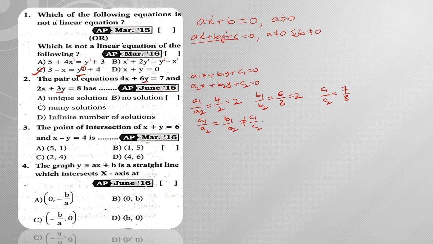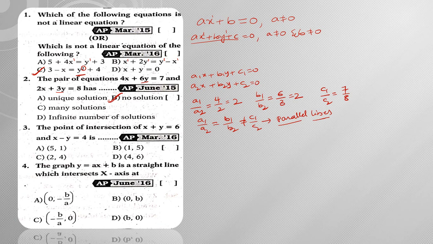If this condition comes, then what can we say? The lines are parallel, because we know that parallel lines differ only by their constants. So clearly the lines are parallel. If lines are parallel, there won't be any solution. Hence the answer is no solution.